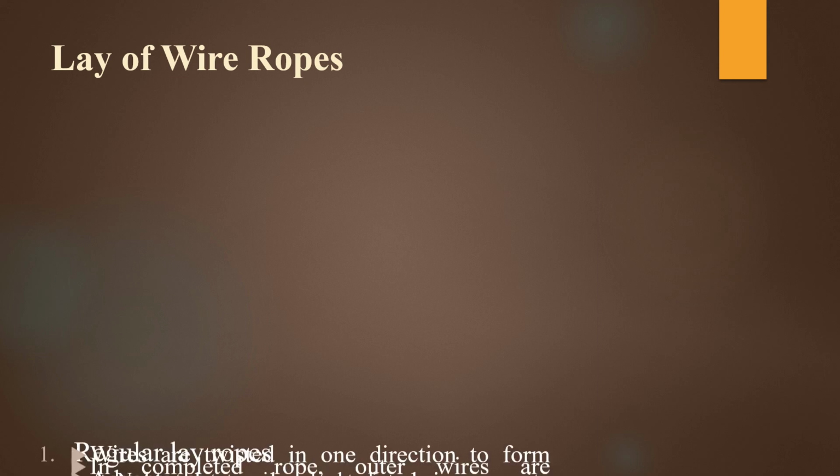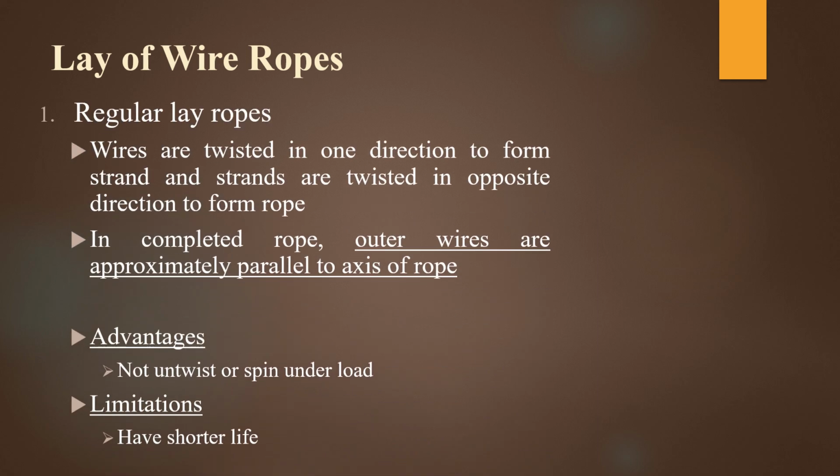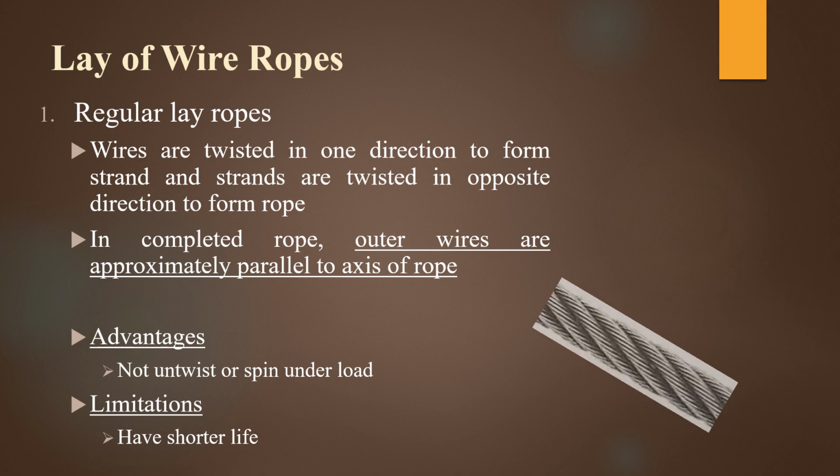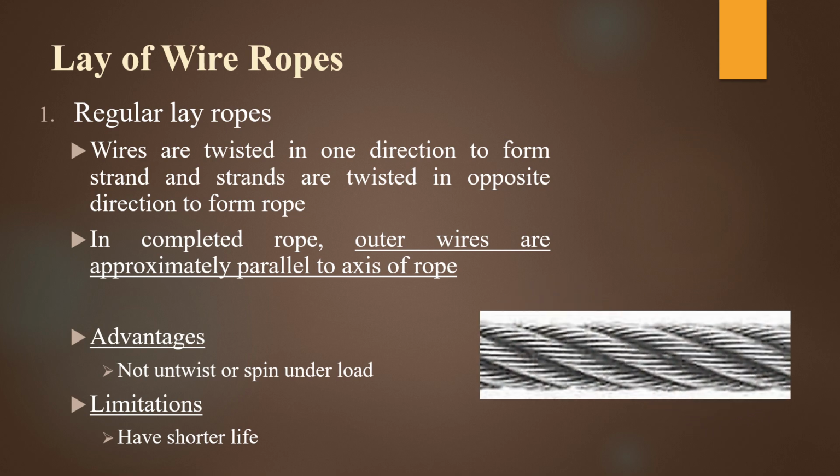Now, lay of wire ropes. Two types of lay of wire ropes are there. First one is regular lay and second one is lang lay. Regular lay ropes: wires are twisted in one direction to form strands and strands are twisted in opposite direction to form rope. You can see in picture. In completed rope, outer wires are approximately parallel to the axis of a rope.